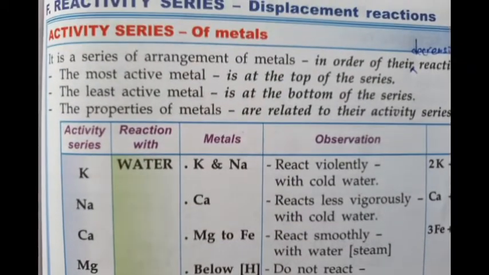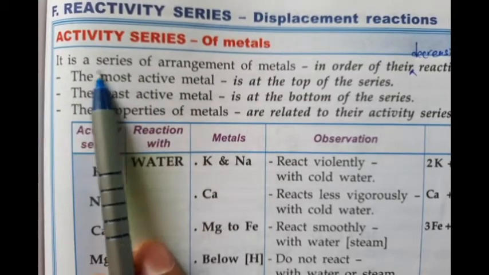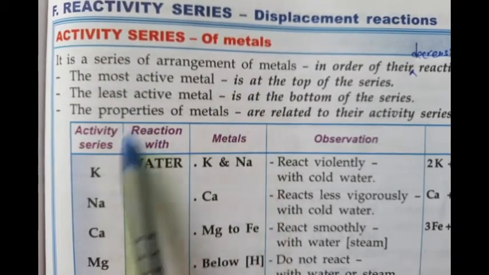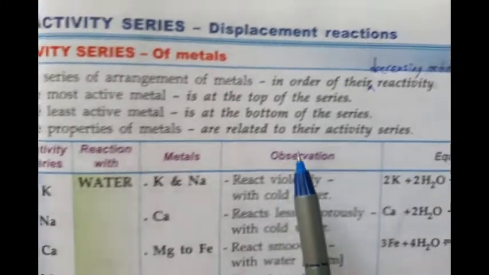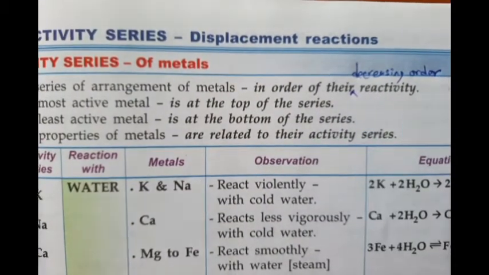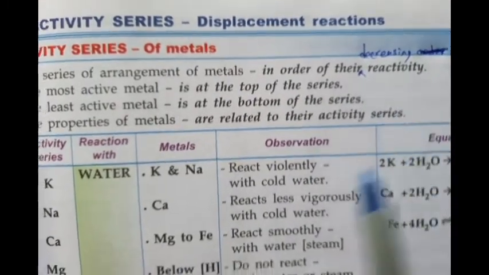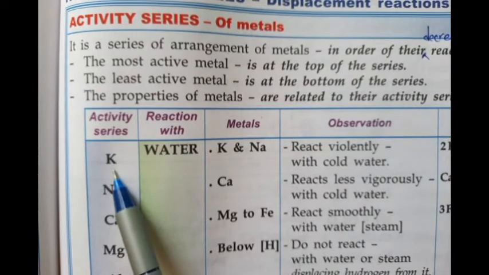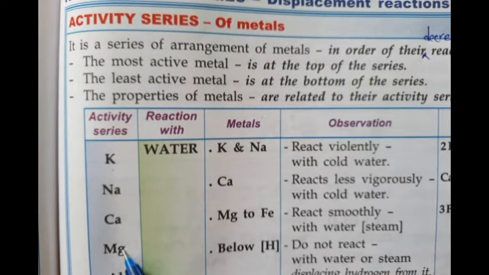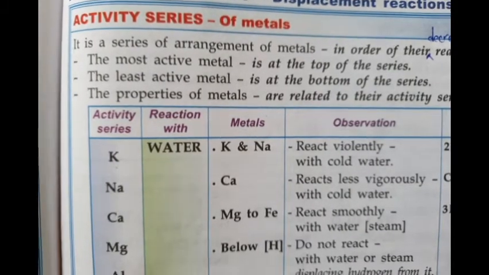So what is the definition? Let us see. Define activity series: it is a series of arrangement of metals in order of their decreasing reactivity. Decreasing reactivity means the ones which are above are highly reactive, most reactive, and the ones which are below are less reactive. So for the activity series, you have to remember the names of these elements in sequence.